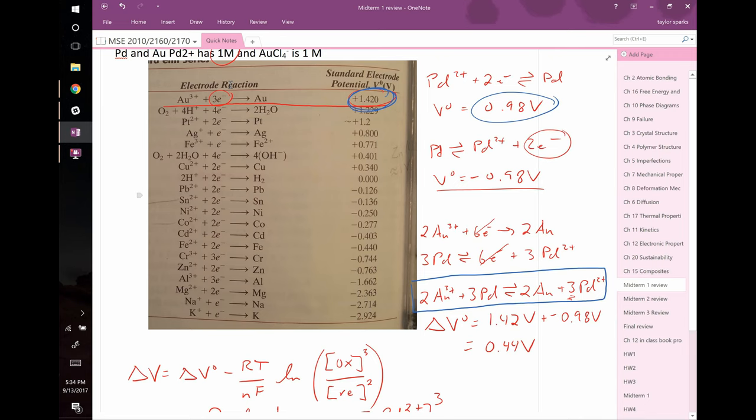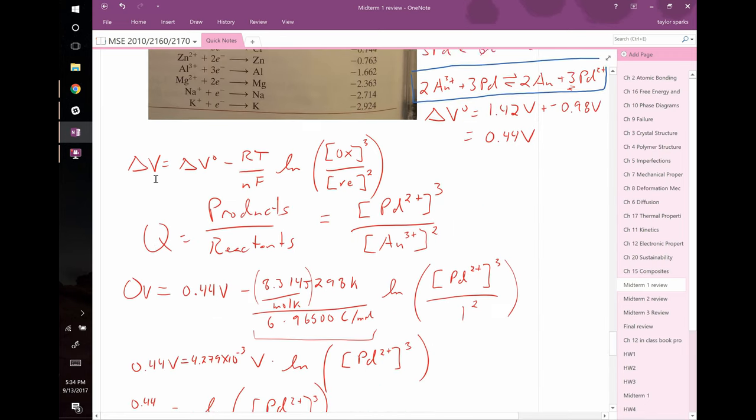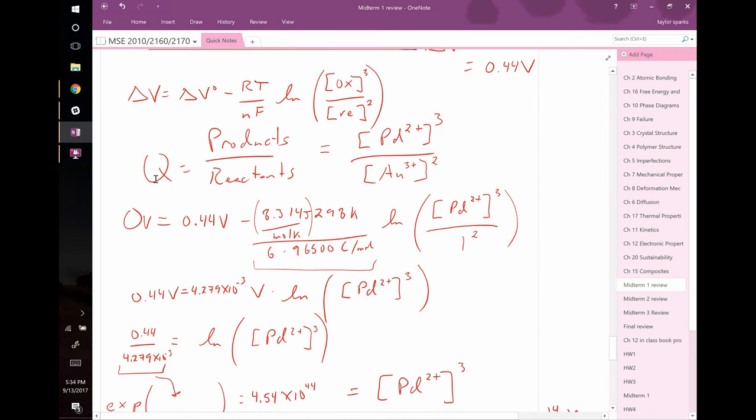Yeah, Zach. So Q is a solid. For pure liquids and solids, we use an activity of one. If it's something dissolved in a liquid, like an ion dissolved in a liquid, that's when you use the concentrations. And for gases, we use partial pressures.